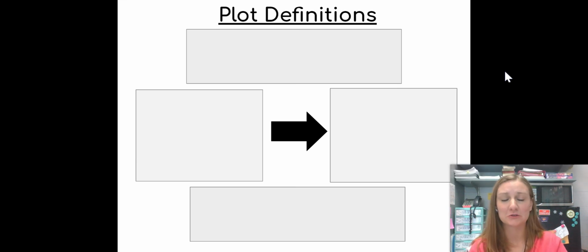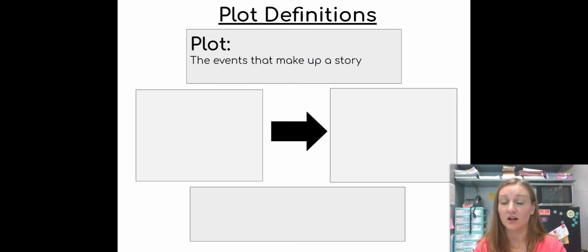Okay, we are going to review plot and the definitions so that you are ready for your plot quiz retake. I will go through the definitions with you, and then I will give you some options of other things that you can do to prepare for your retake. We're going to start with the definition of plot.